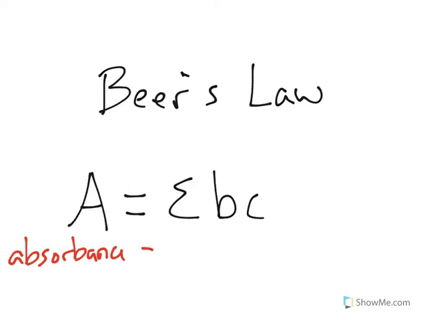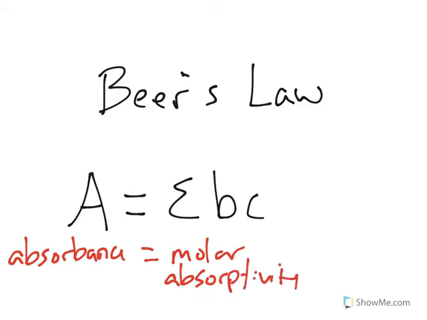The absorbance of light equals epsilon, which is called the molar absorptivity, which is a constant for each substance, times B, which is the path length, meaning the length that the light has to pass through the solution, times C, which is the molar concentration.